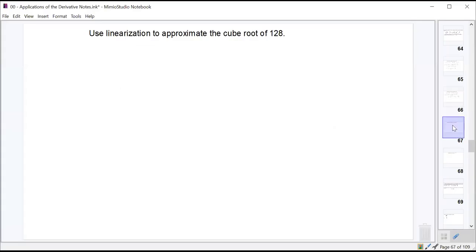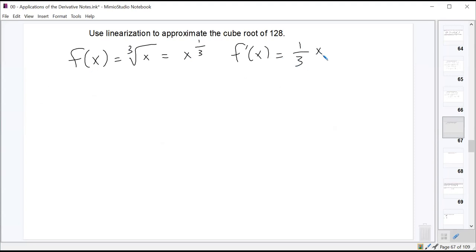All right, this time we're going to look for an approximation of the cube root of 128. So we're going to have a different function this time. f of x is going to be the cube root of x, or x to the 1/3. We'll need to know what f prime is in order to evaluate this. So we'll just note that f prime of x here is 1/3 x to the negative 2/3.